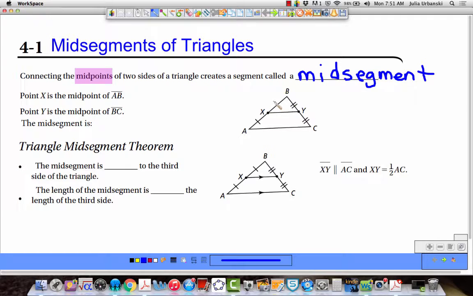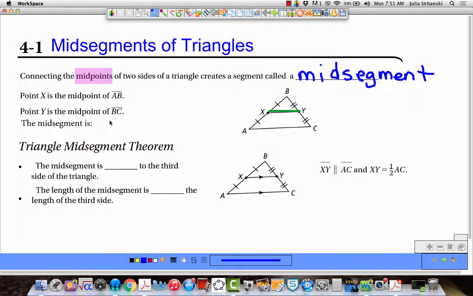You can tell it's a midpoint because this side is chopped into two equal halves and this side is chopped into two equal halves. So in this triangle, which segment is the mid-segment? Find the two midpoints. XY. Yep, XY is the mid-segment of this triangle.